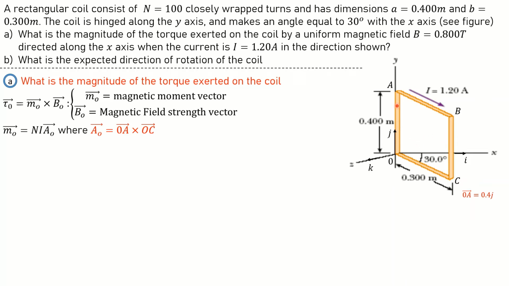Now clearly we can see that the vector OA is simply 0.4j because it is directly on the y-axis, therefore the x and z coordinates are 0. Now we need to find the vector OC. Where does this point C lie? We can see that this makes an angle of 30 degrees with the x-axis. So with that we can describe the coordinates of this point. The y coordinate is going to be 0 because it is in this plane down here.